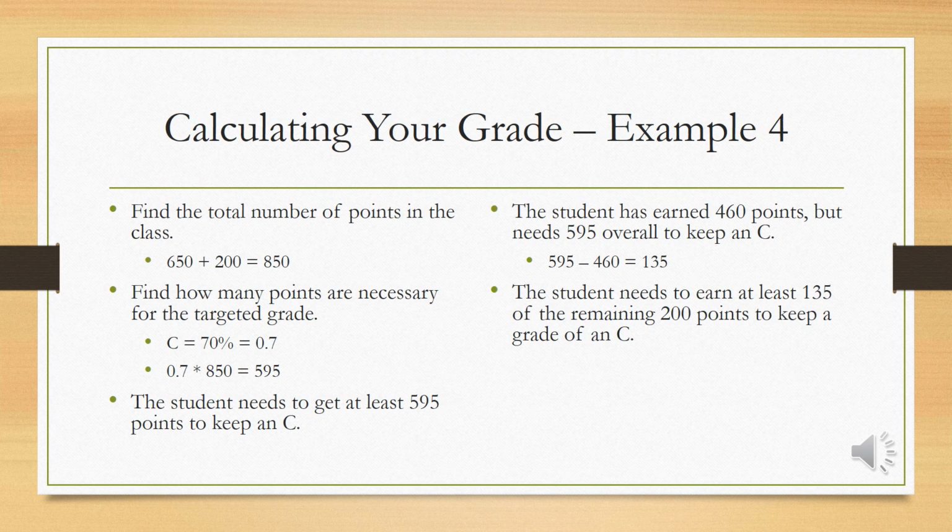In order to get a C, you have to have at least a 70%, which is 0.7. 0.7 times 850 equals 595. So the student needs to have at least 595 points at the end of the course in order to keep the C. The student has earned 460 points so far, but needs 595 to keep the C. So 595 minus 460 equals 135. The student needs to earn at least 135 of the remaining 200 points to keep a grade of a C.